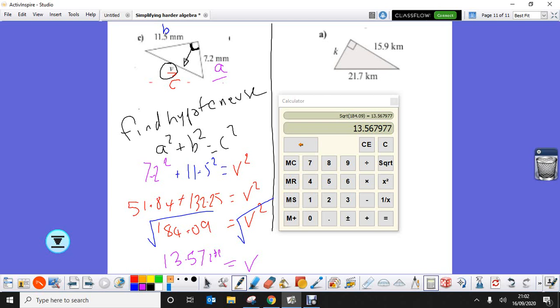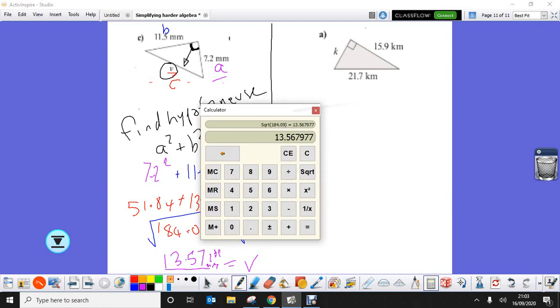Okay, as a rule of thumb, it's either 1 decimal place or 2 decimal places. I've done this one to 2 decimal places. And remember, when we're rounding, 5 and above is going to round the next digit up. So hence 13.57. And always remember my units, in this case, millimeters. Okay, moving on to the next one.